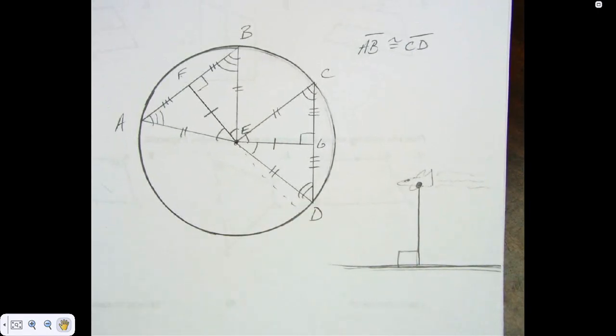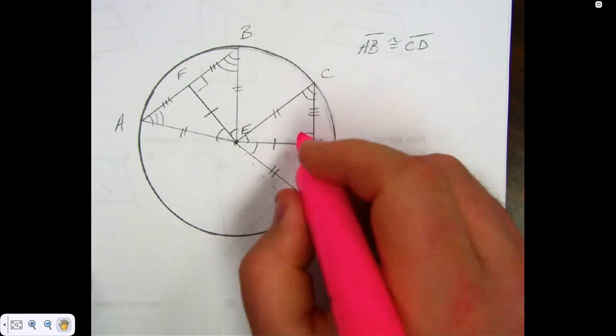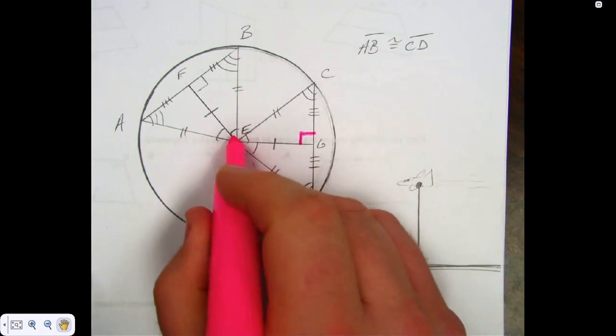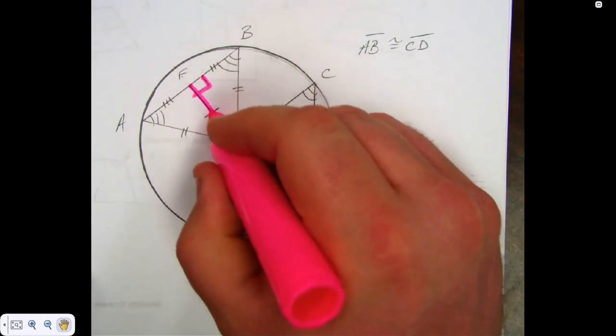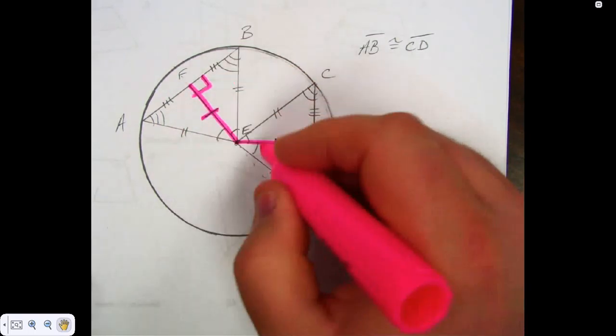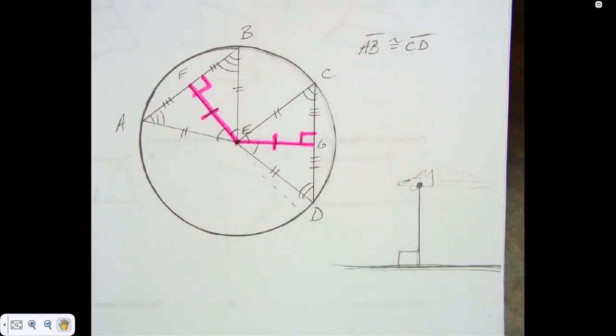Sure is. But all of it based on this fact, that if those two chords are congruent, these two are what? Congruent.